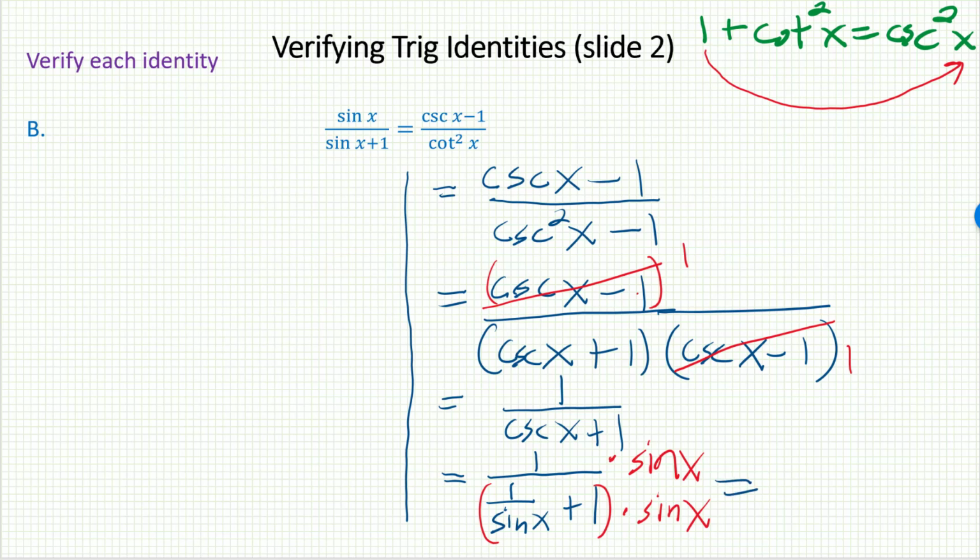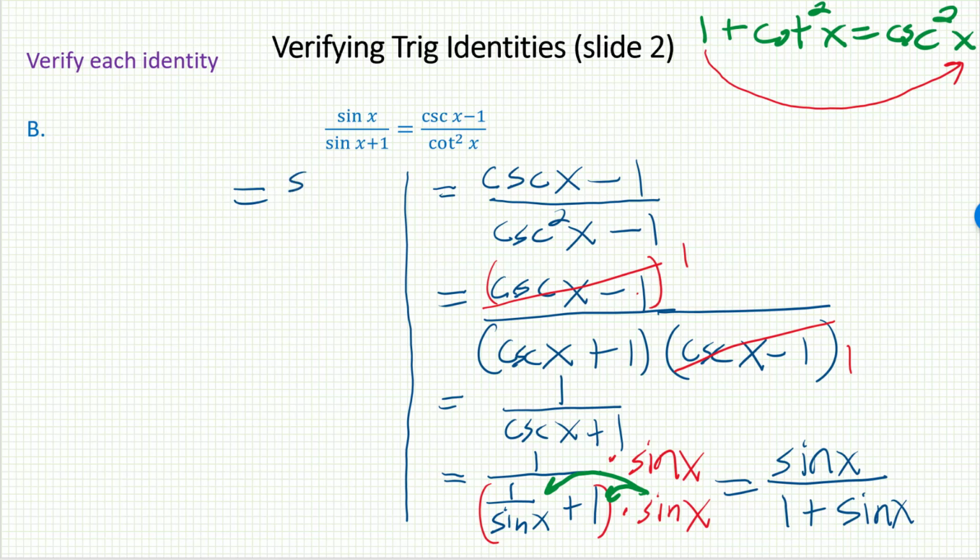On the top, I'll continue over here, I end up with just sine x. On the bottom, I have some distributing to do here. When I multiply sine x times that fraction, the sine x's just cancel out, leaving me with 1. And then, of course, 1 times sine x is sine x. I'm close. The only thing I have left to do is switch the order of those two terms on the bottom, which of course is allowed.